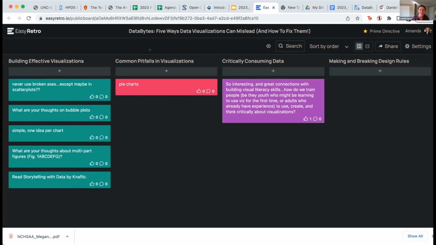Multi-part figures are interesting. So the question here is just like, what's the thought about multi-part figures? Sometimes phenomena, and this gets to that one idea per chart kind of thing, are very complex and they're best illustrated across multiple charts. And in fact, we have concepts in visualization that talk about this idea of what's called brushing and linking. So if I interact with one chart, I see changes in a corresponding chart.